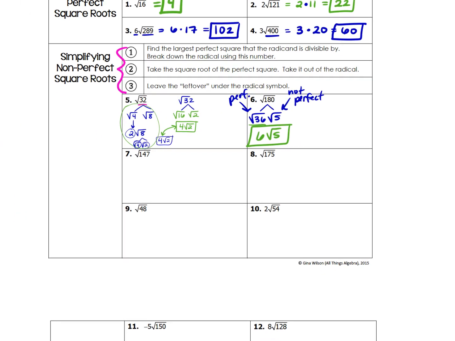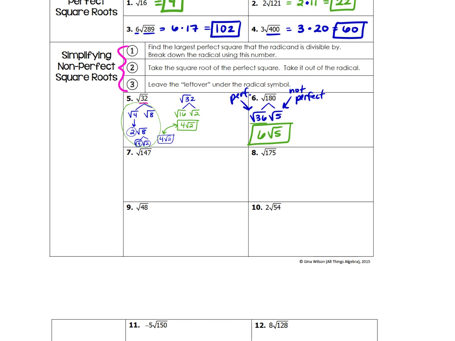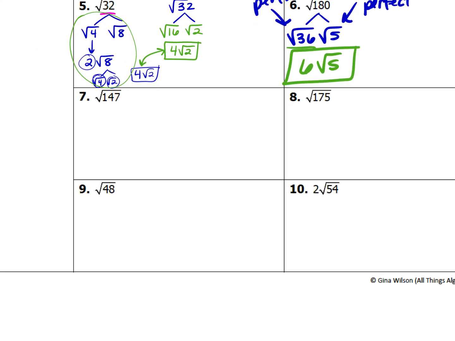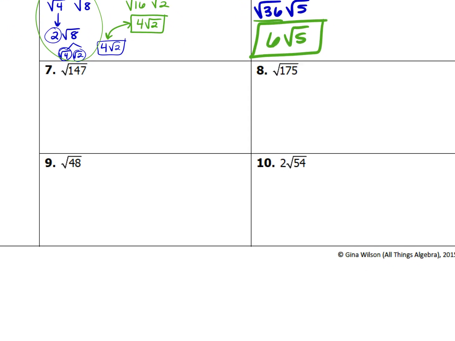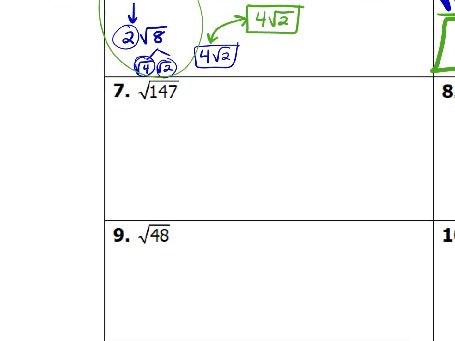Okay, here's what we're going to do. I want you to try 7 through 10 on your own right now before we jump to the next thing. So give 7 through 10 a try. What did you do on 7? What perfect square? What goes on the left?